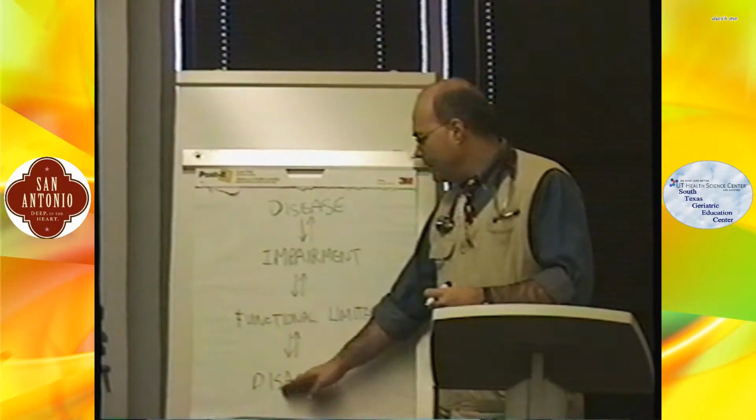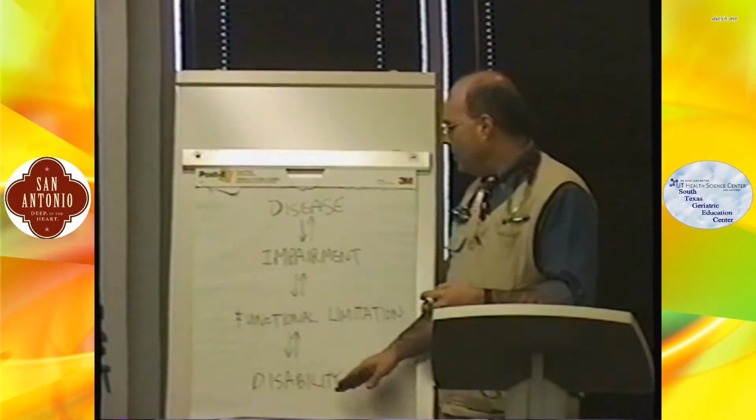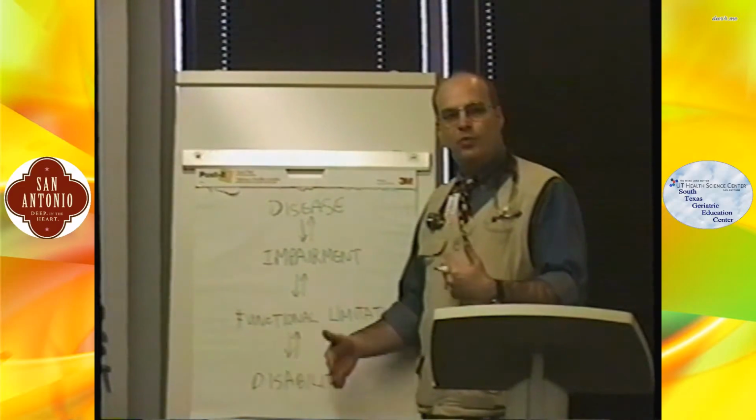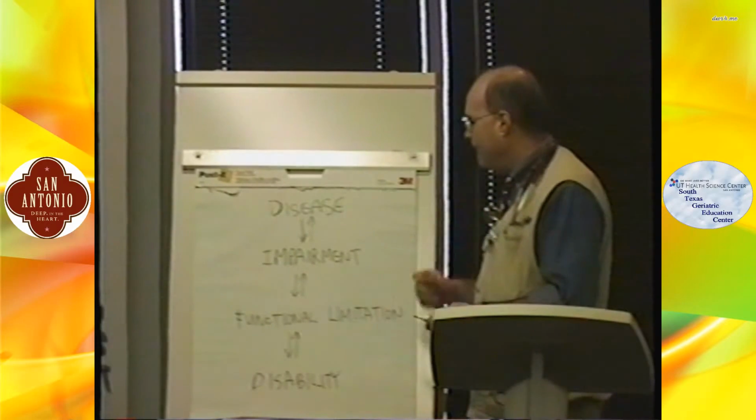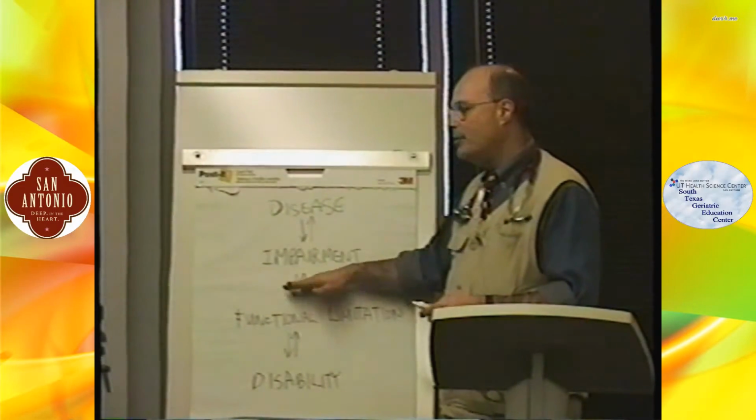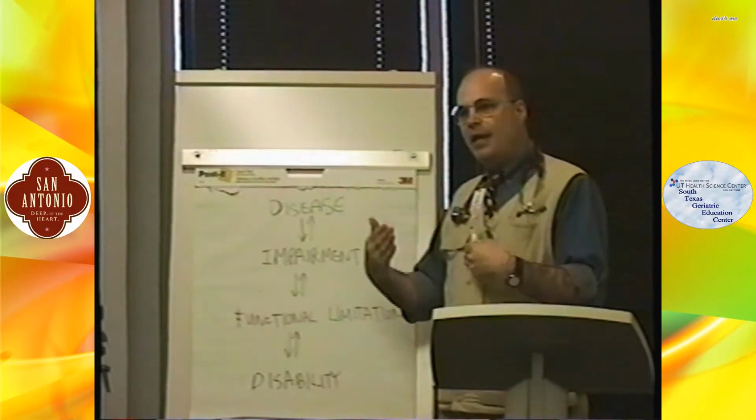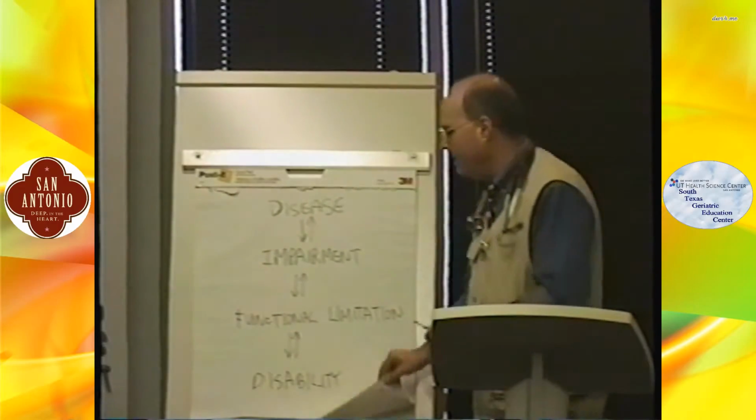And again, disability depends on what the task is and the difference between the demand of the task and the capacity of the individual to do it. And then we've talked a little bit about adaptive strategies that can be put in at different layers to try to slow down or reverse the process.